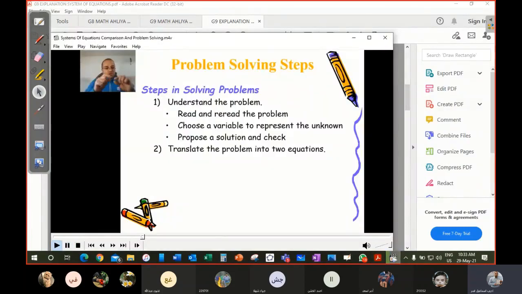The problem should give sufficient information that we can transform it into 2 equations. Step 3: Solve the system of equations. So when we translate the problem into 2 equations, we get a system of 2 equations and 2 unknowns, and then we should solve the system of equations.